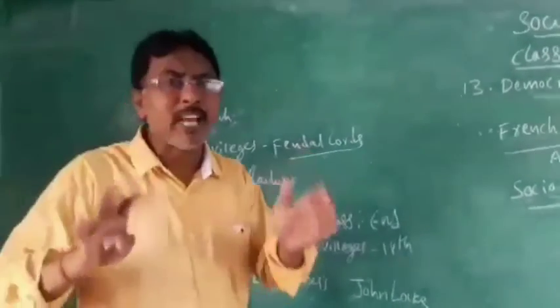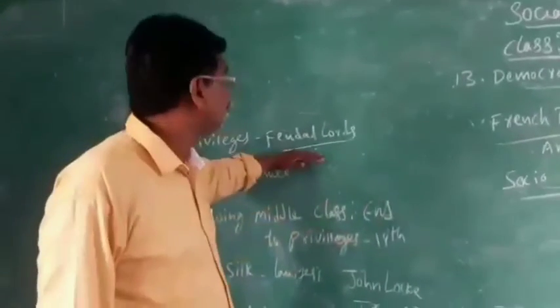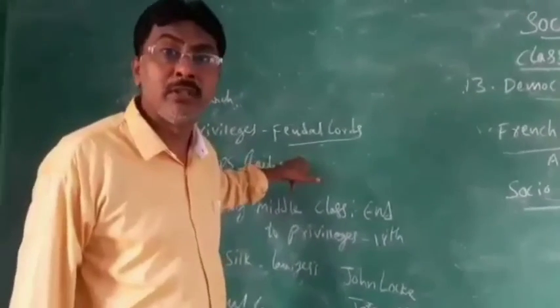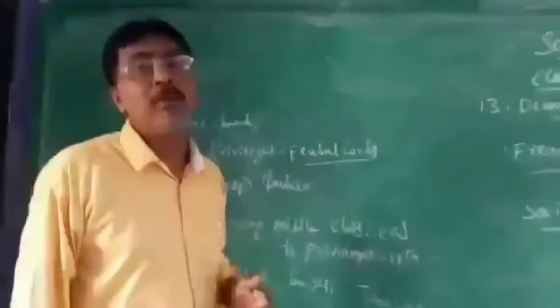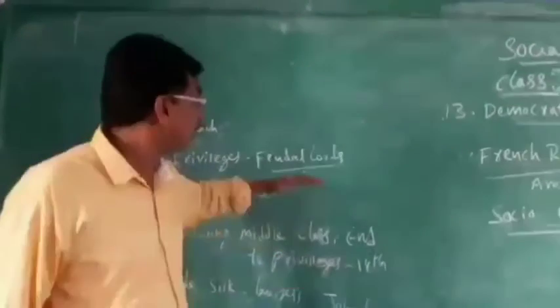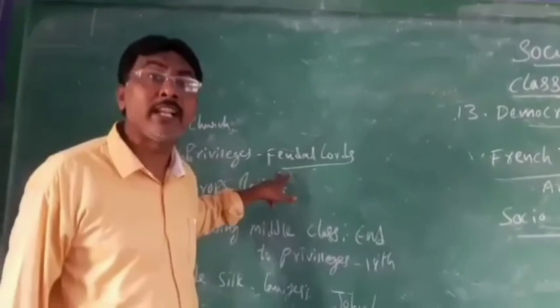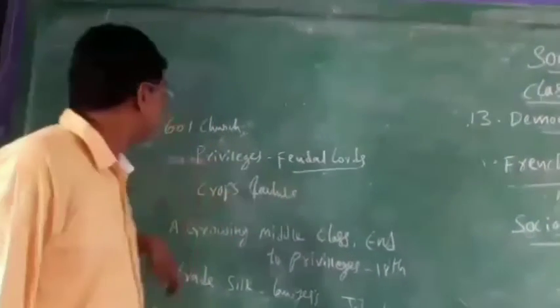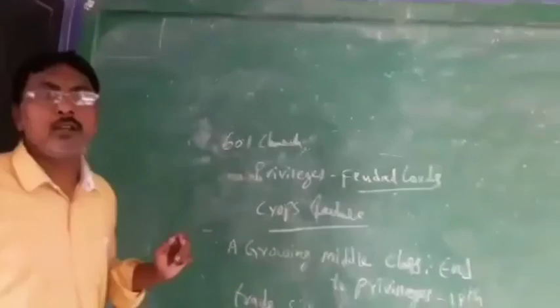Only a small percentage owned land; all the lands were of feudal lords only. Feudal lords means landlords only, and landlords used to rule the places in France. These people also used to enjoy, because these feudal lords also come in the second category, not the third estate.